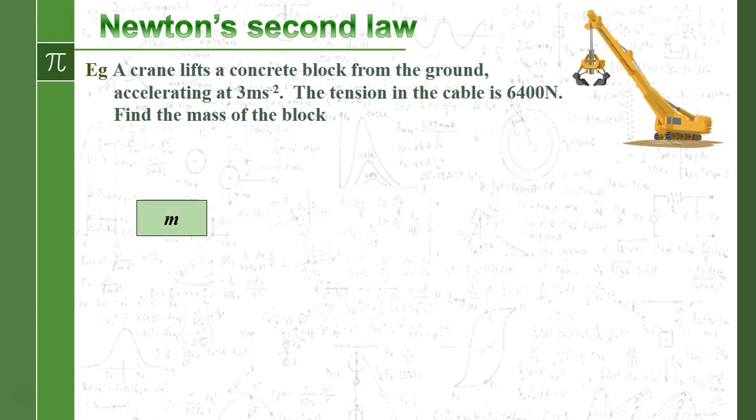Okay, so there's my block, and there's the tension in the cable. That's a force that is causing the block to move upwards, and the only other force acting on that object is gravity, which is mass times g. So we've got that, and we know also that it's accelerating upwards at 3 meters per second squared. Now what we're going to do is take all those pieces of information and put them into force equals mass times acceleration. So force is on the left, mass times acceleration on the right.